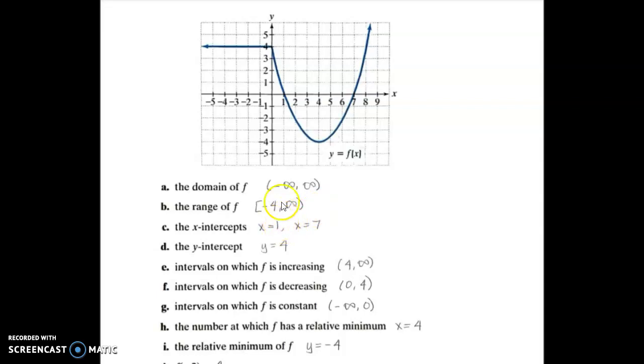X-intercepts, where the graph touches or crosses the x-axis, at x equals 1 and at x equals 7. Y-intercept, where it touches or crosses the y-axis, right here at 4.